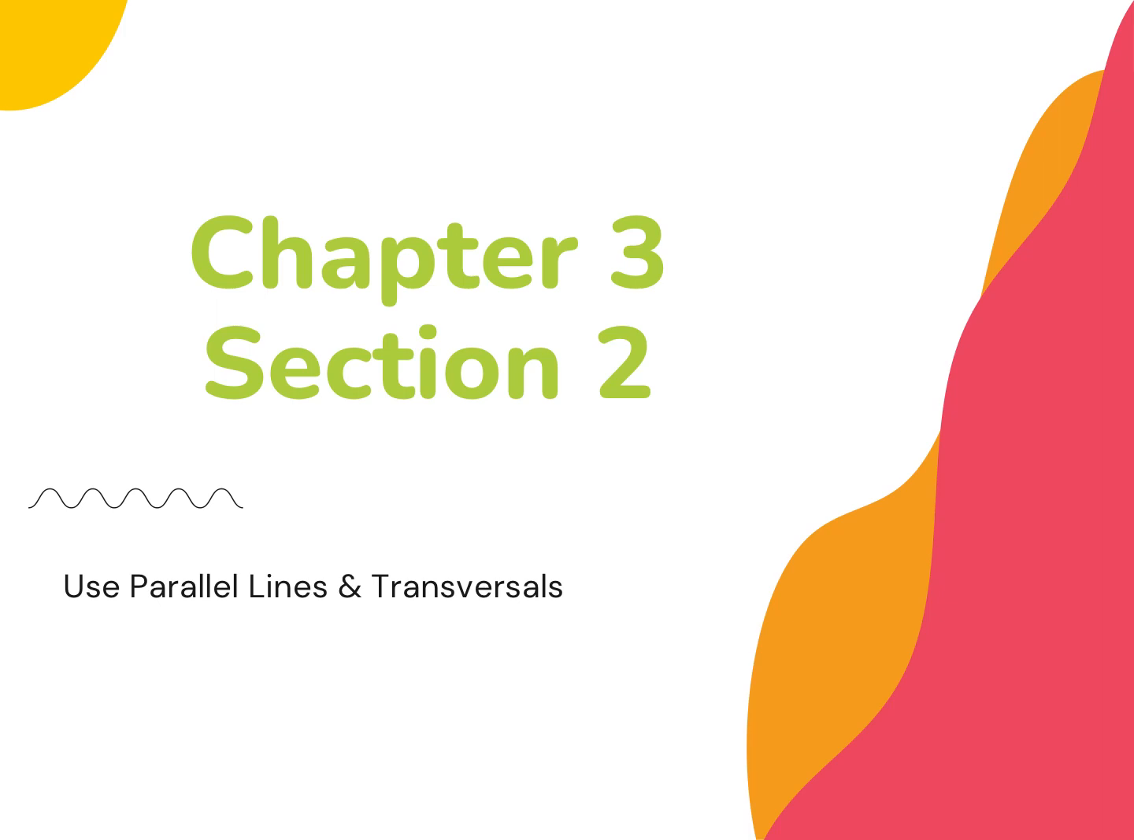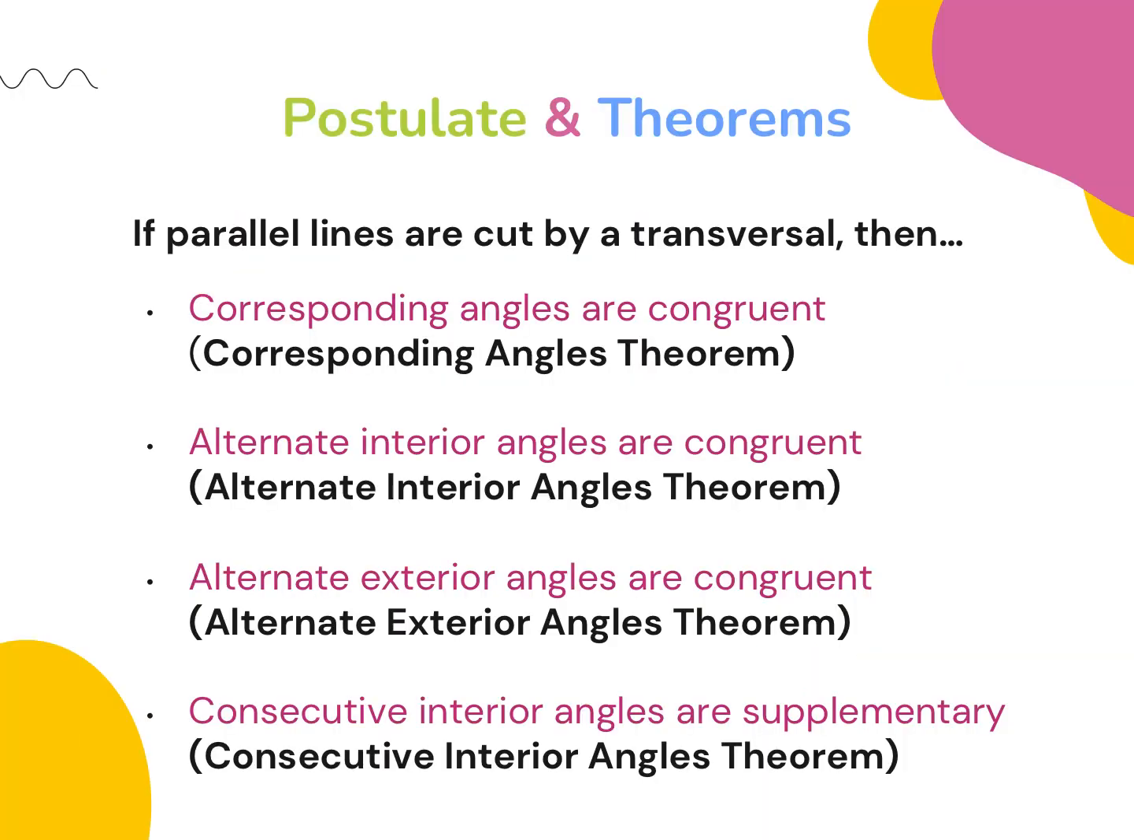So today we're going to cover Chapter 3, Section 2. Today we're going to be using parallel lines and transversals. So we have 4 new theorems. None of these are postulates. In our old textbook, the first one was actually a postulate, but these are all theorems.